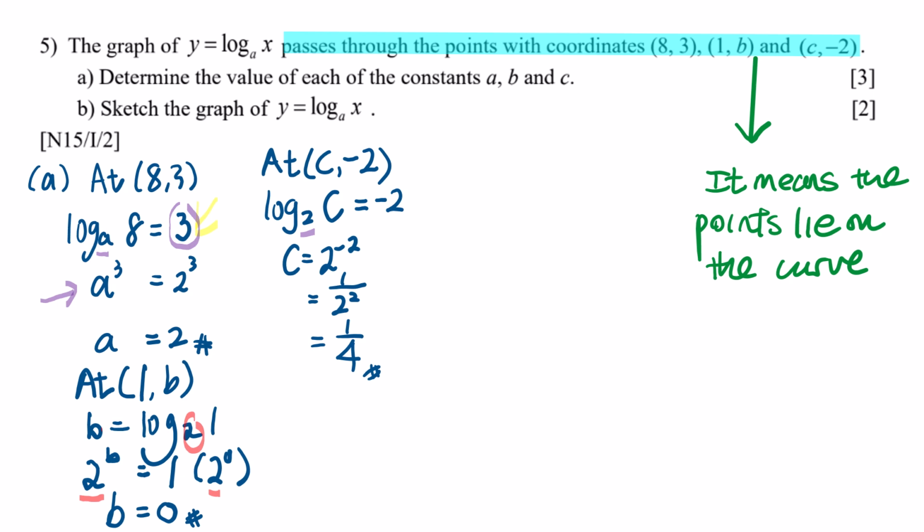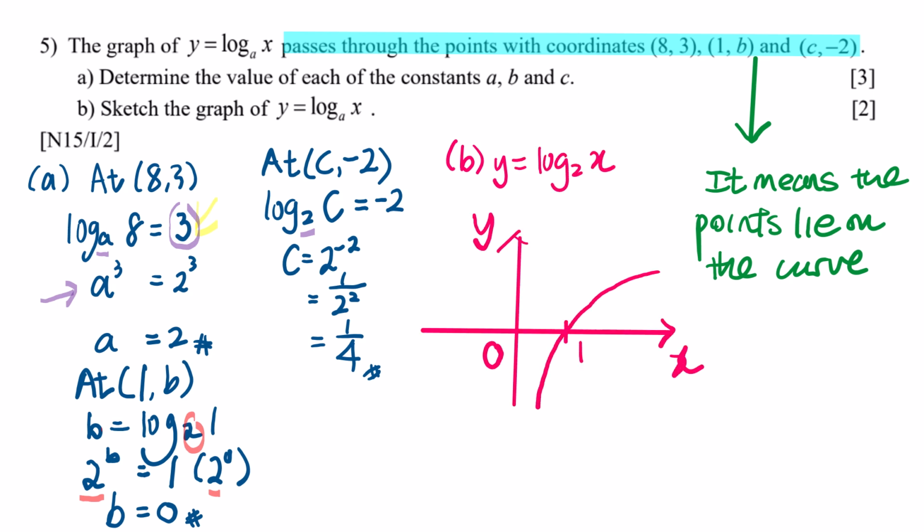5b, we are asked to sketch the graph of y equals log x base a. Now x has to be more than 0, so when x is equal to 1, 2 to the power of y is equal to 1, 2 to the power of y is equal to 2 to the power of 0, y is equal to 0. That explains how I get this point here, (1, 0).